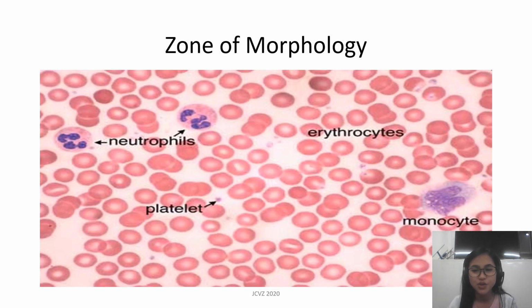Next, we have our zone of morphology. This is a particular area in your peripheral blood smear where you examine your blood cells. To be able to distinguish the different WBCs, differentiate them from RBCs and also your platelets, we identify them in the zone of morphology, or the other name for this one is the critical area of assessment. This is the area where the cells are not too close to each other or too far from each other. There is enough distance between the cells so that you can easily distinguish them from each other.